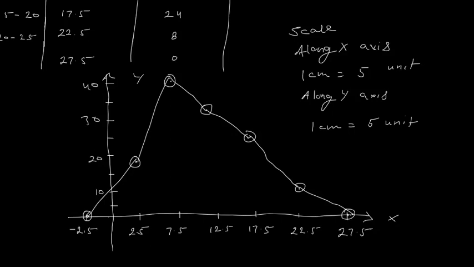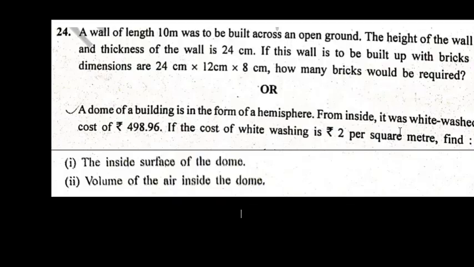Now let us go to the next problem. The problem is a wall of length 10 meter was to build across the open ground. The height of the wall is 4 meter and the thickness of the wall is 24 centimeter. If the wall is to be built up with a brick whose dimension is 24 centimeter into 12 centimeter into 8 centimeter, how many bricks would be required?